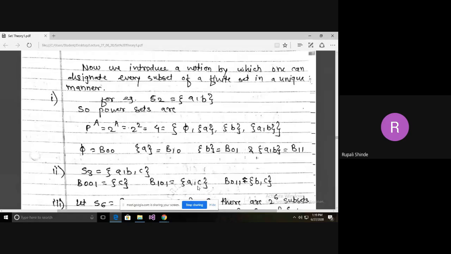Suppose again we have to represent a set containing elements A and C. So B101. Here what does this 0 mean? What does this 0 indicate?